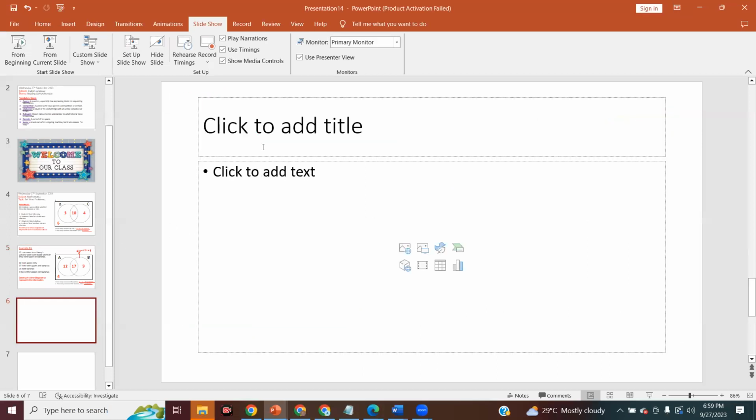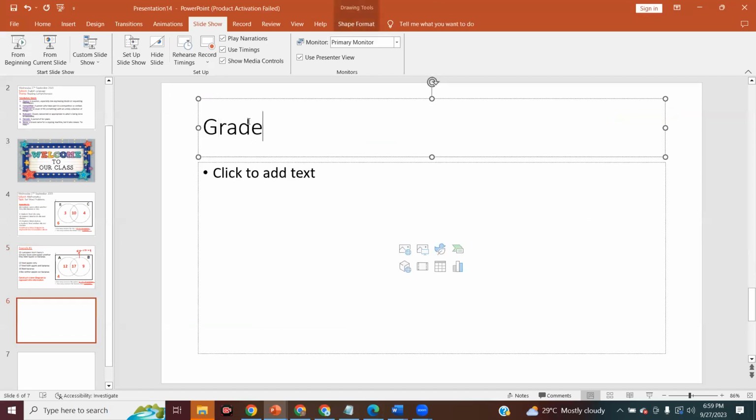So, graded exercise number 1. Write this inside of your books. Make sure to do it by yourself.